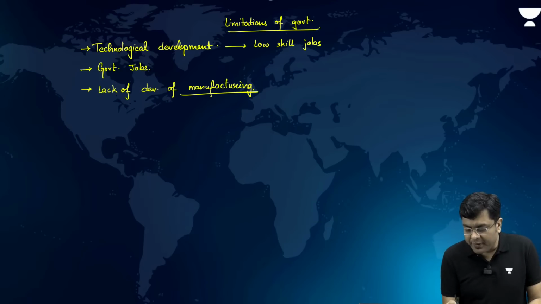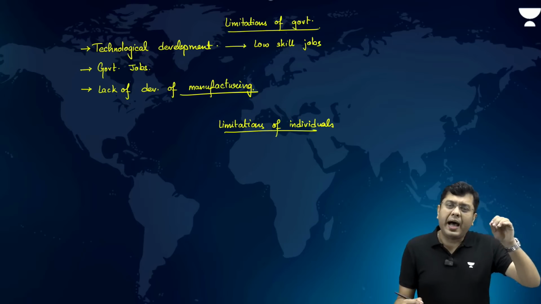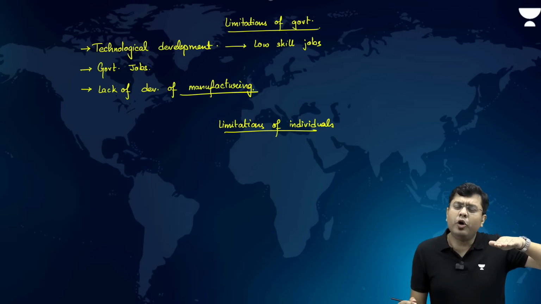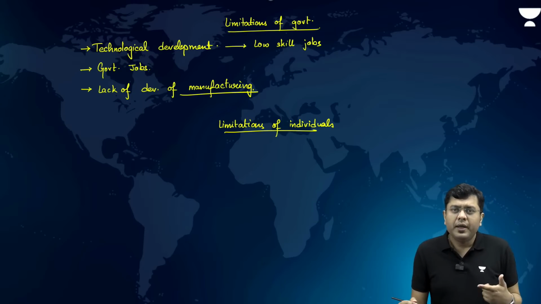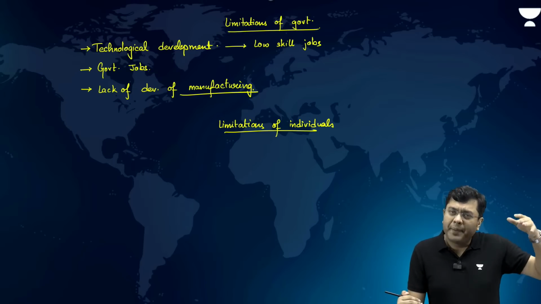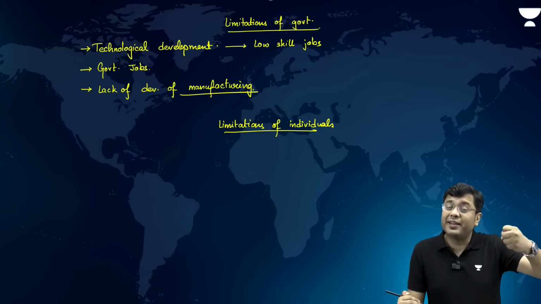So once we have focused on the limitations of the government, now we focus on the limitations of individuals. Here, we still have people having a normal diploma or the basic level of educational proficiency. Now, for them, the expectation is sky high, but the reality of the world is that such jobs are not there anymore.